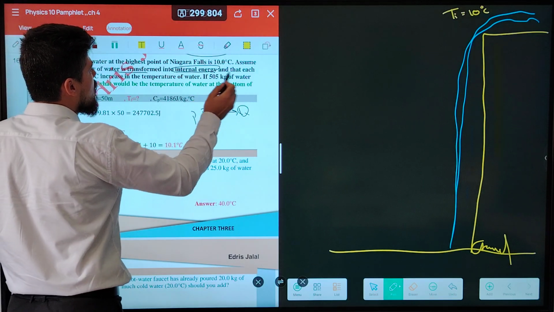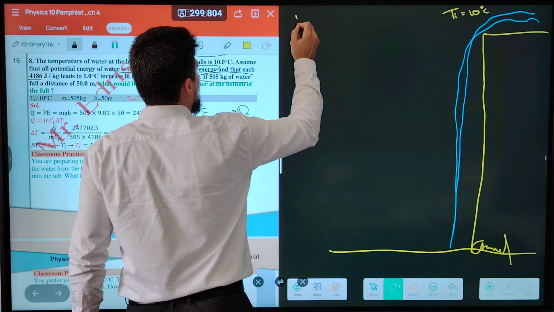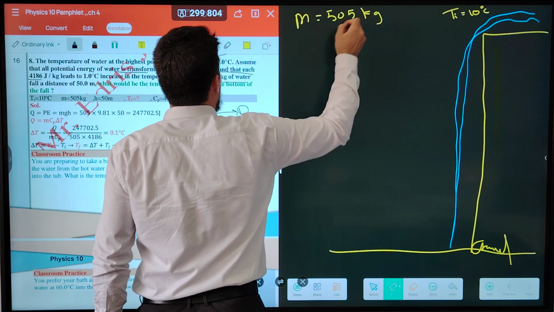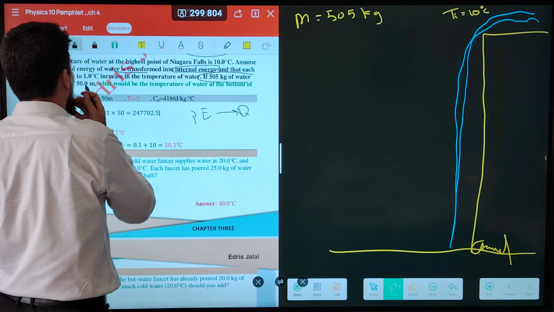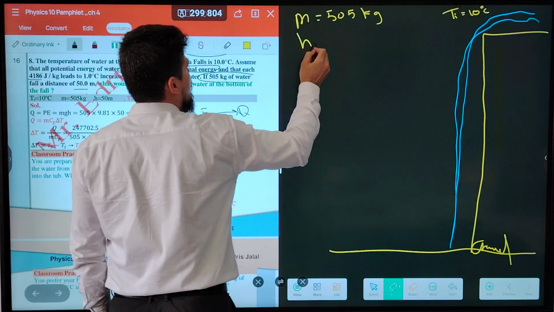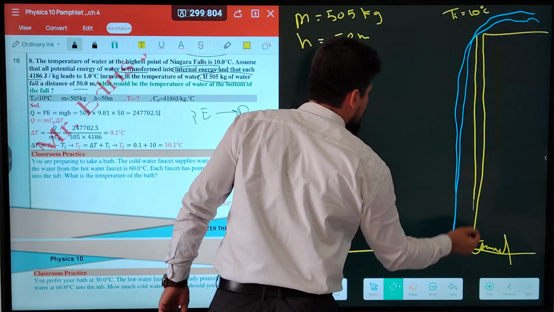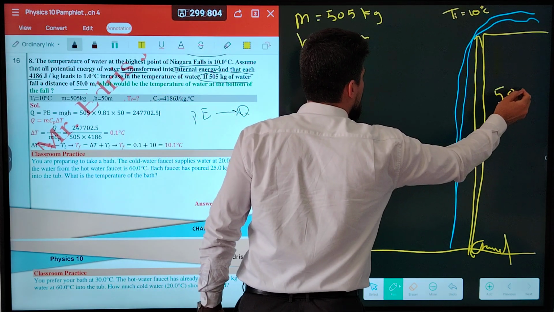If 505 kilogram of water, mass is equal to what? 505 kilogram of water. Fall distance of 50 meter. Falls, it means that height 50 meter. This is the height of the Niagara Falls, 50 meter.